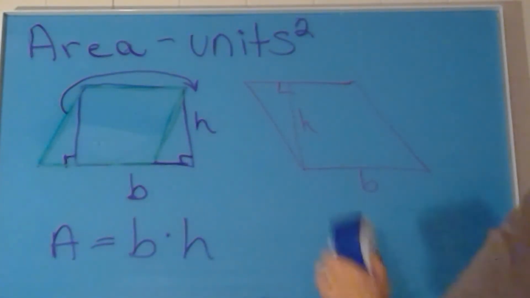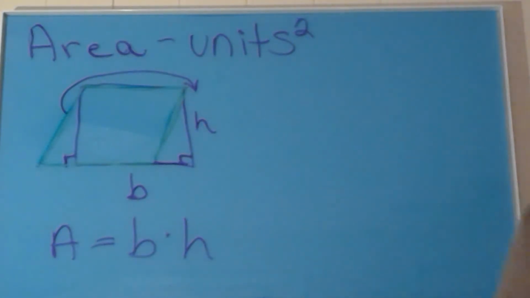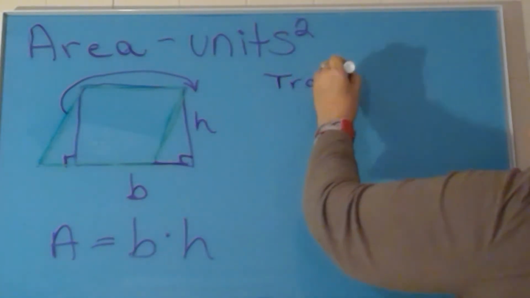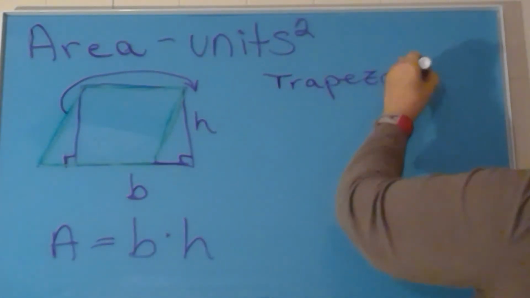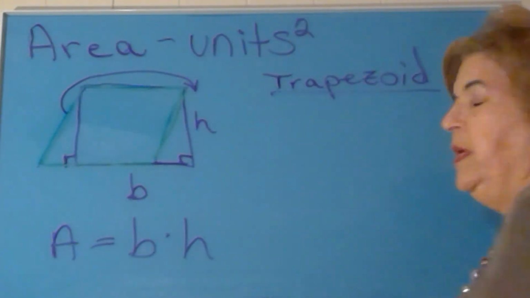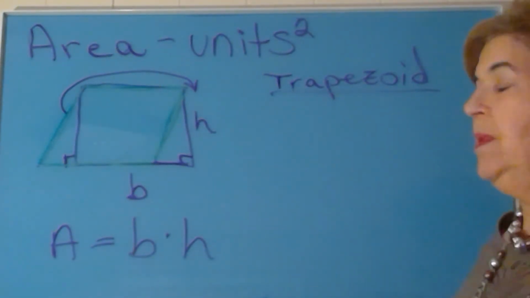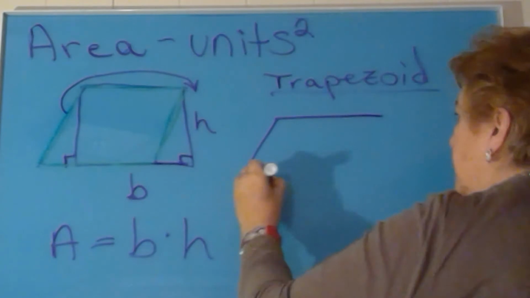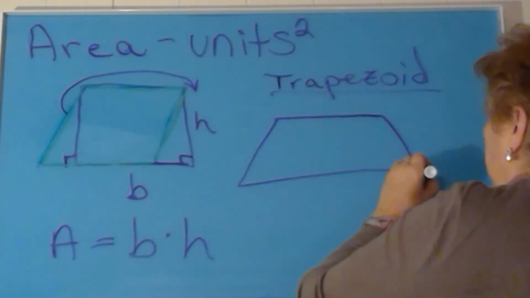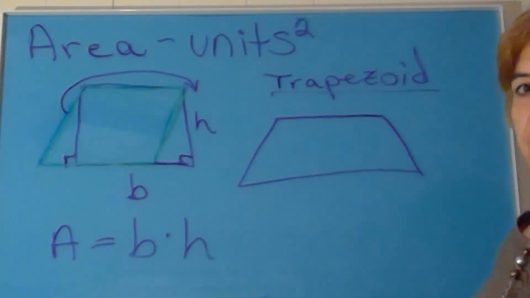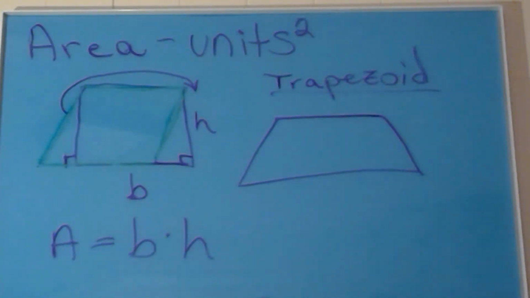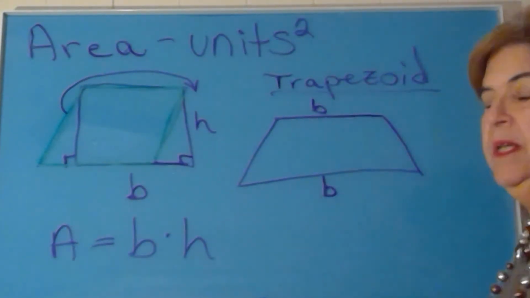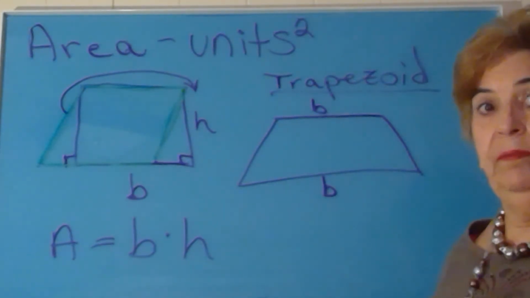The other figure that we're going to look at is a trapezoid. Don't get the trapezoid confused with a parallelogram. A trapezoid has only one pair of parallel sides. The other sides are not parallel. Okay, if this is your trapezoid, the bases are the parallel sides, and they're not equal.